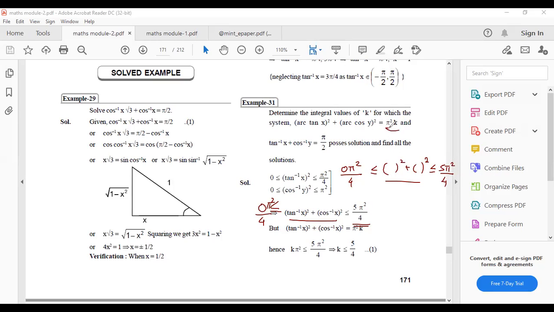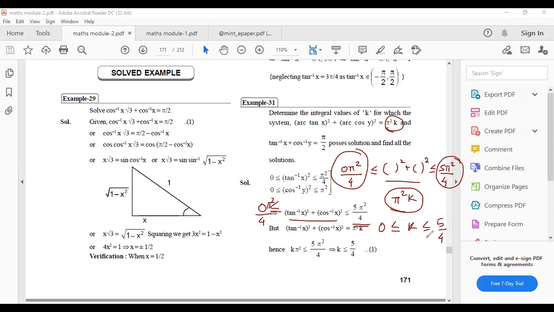But the value of this has been given in the question as π²k. Is it? What is the question given? π²k. Yes or no? So what does this mean? This value is going to range from 0·π²/4 to 5π²/4. If I cancel π² from all the sides, does it mean that 0 ≤ k ≤ 5/4?